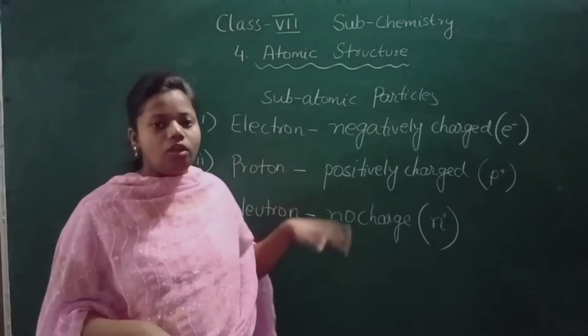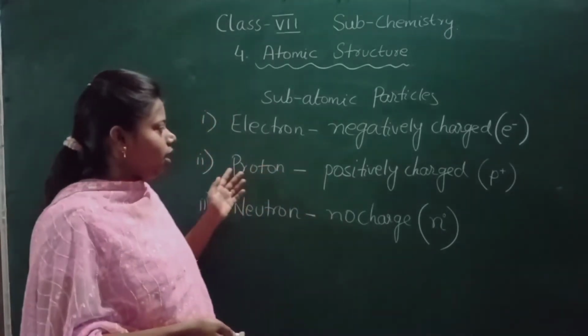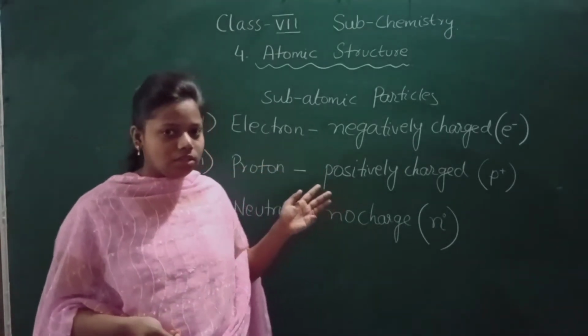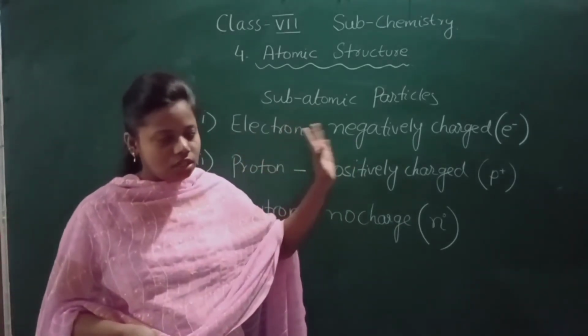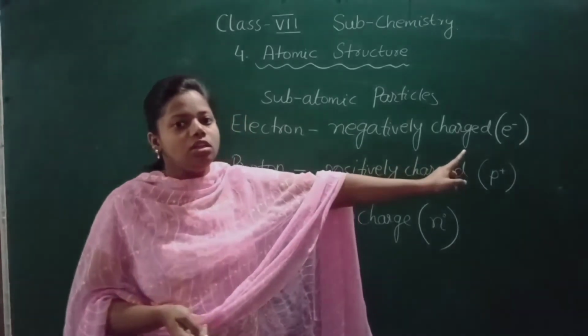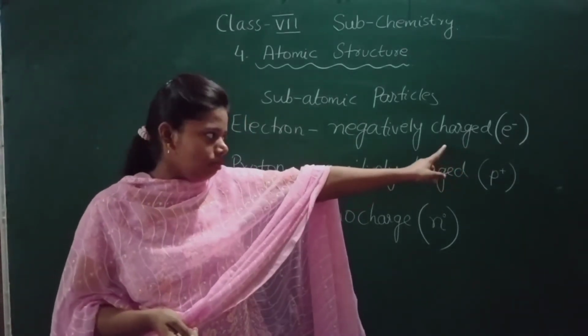Now let me repeat it once again. The atom is made up of 3 subatomic particles: electron, proton, neutron. Electron is negatively charged, and how do we represent it? e, and on top, that means superscript, we will write a minus sign.